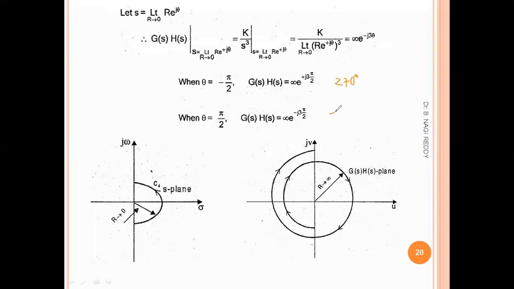So this is plus 270 degree and it has to be minus 270 degree. So plus to minus. And you can see here the magnitude is infinity. That means we need to draw a circle with infinite magnitude, but it has to start at a plus 270. Plus 270 means this line.